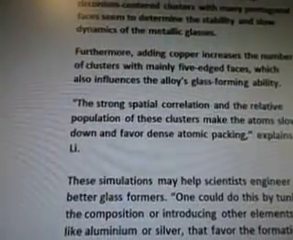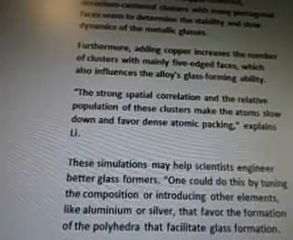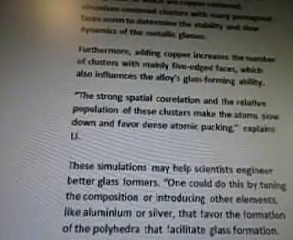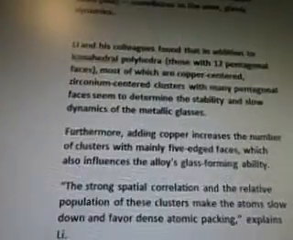So furthermore, adding copper increases the number of clusters with mainly 5-edged faces, which also influences the alloy's glass forming ability. The strong spatial correlation and the relative population of these clusters make the atoms slow down and favor dense atomic packing, explains Lee. Okay, let's just take a break here for a second.